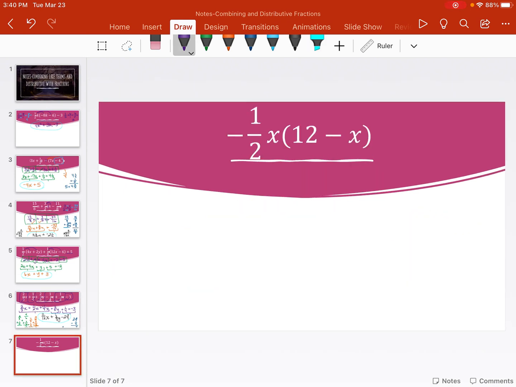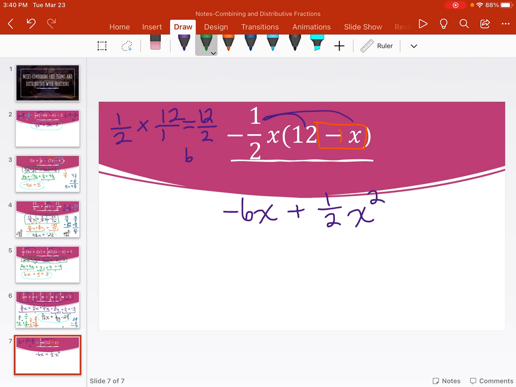All right, last problem, let's distribute. 1/2 times 12 over 1 gives me 12 over 2, which is 6. Negative times positive is a -6x. For the second part, this is a -1x, so -1/2 times -1. Well, 1/2 times 1 is 1/2. Negative times negative is positive, so plus 1/2. And then x times x is x squared. Is there anything I can do with my families? No, but I should rewrite this. The x squared should technically be first, so I have 1/2 x squared plus -6x as my answer.